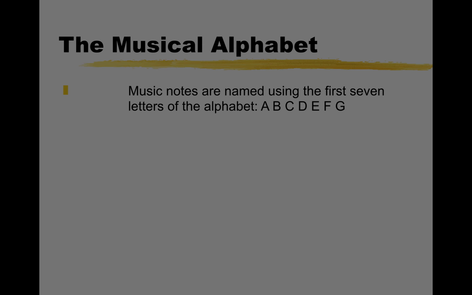Once we know whether or not notes are on a line or space, we can start labeling them. And in music, we use just the letters of the alphabet to label notes. We only have to use the first 7 letters of the alphabet: A, B, C, D, E, F, and G. If there's more notes than that, we start over again with A. There's no H's or L's or anything like that.